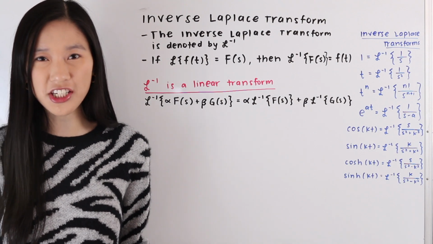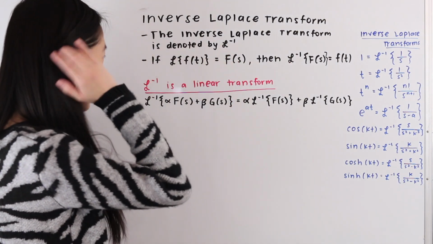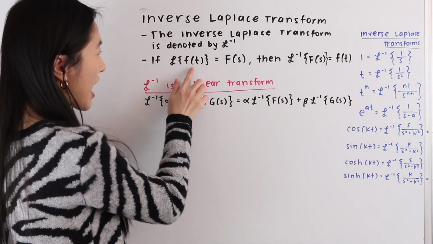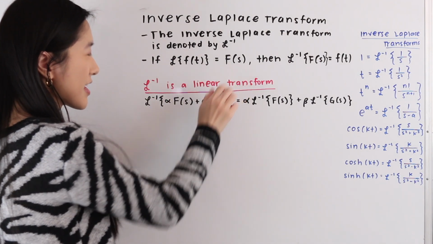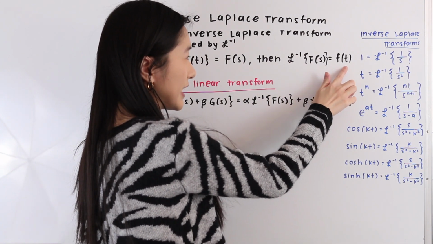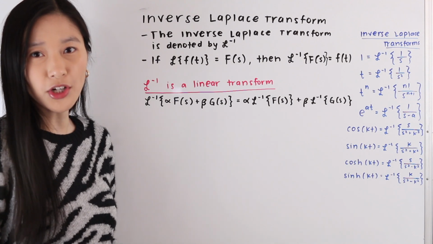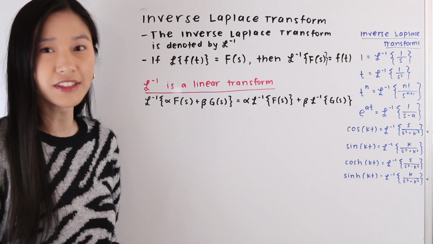So the inverse Laplace transform is denoted by the following symbol here, and if the Laplace transform of f of t is equal to F of s, then the inverse Laplace transform of F of s is equal to f of t. And so what we're doing is, given the Laplace transform of a function, we're trying to determine what the original function f of t is equal to.